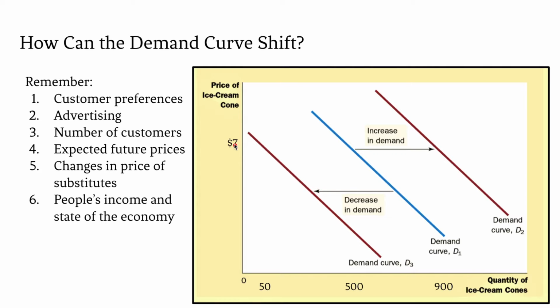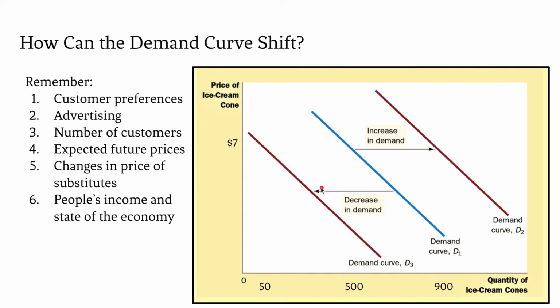So now where at a price of $7, 500 ice cream cones were demanded, now only around 50, that's a tenth, only around 50 ice cream cones will be demanded. So this is a very big shift in the demand curve.